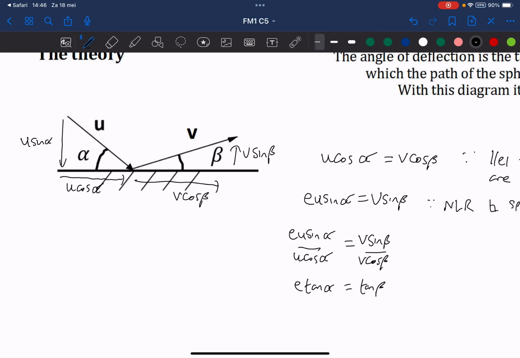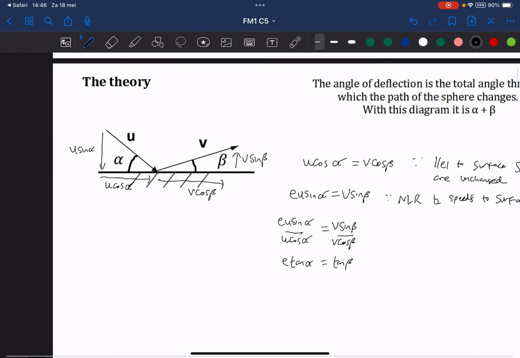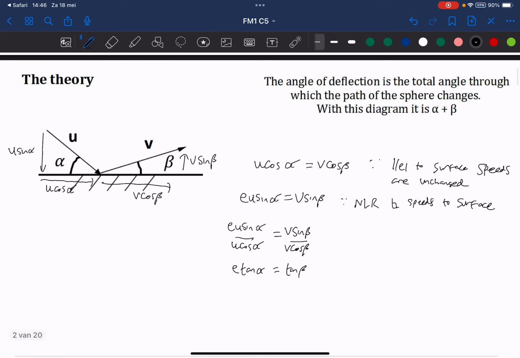But all we're really doing here is resolving the speeds. A side note here, the angle of deflection is the total angle through which the path of the sphere will change, and that will be alpha plus beta. There are some nice questions coming up, but we might need that.